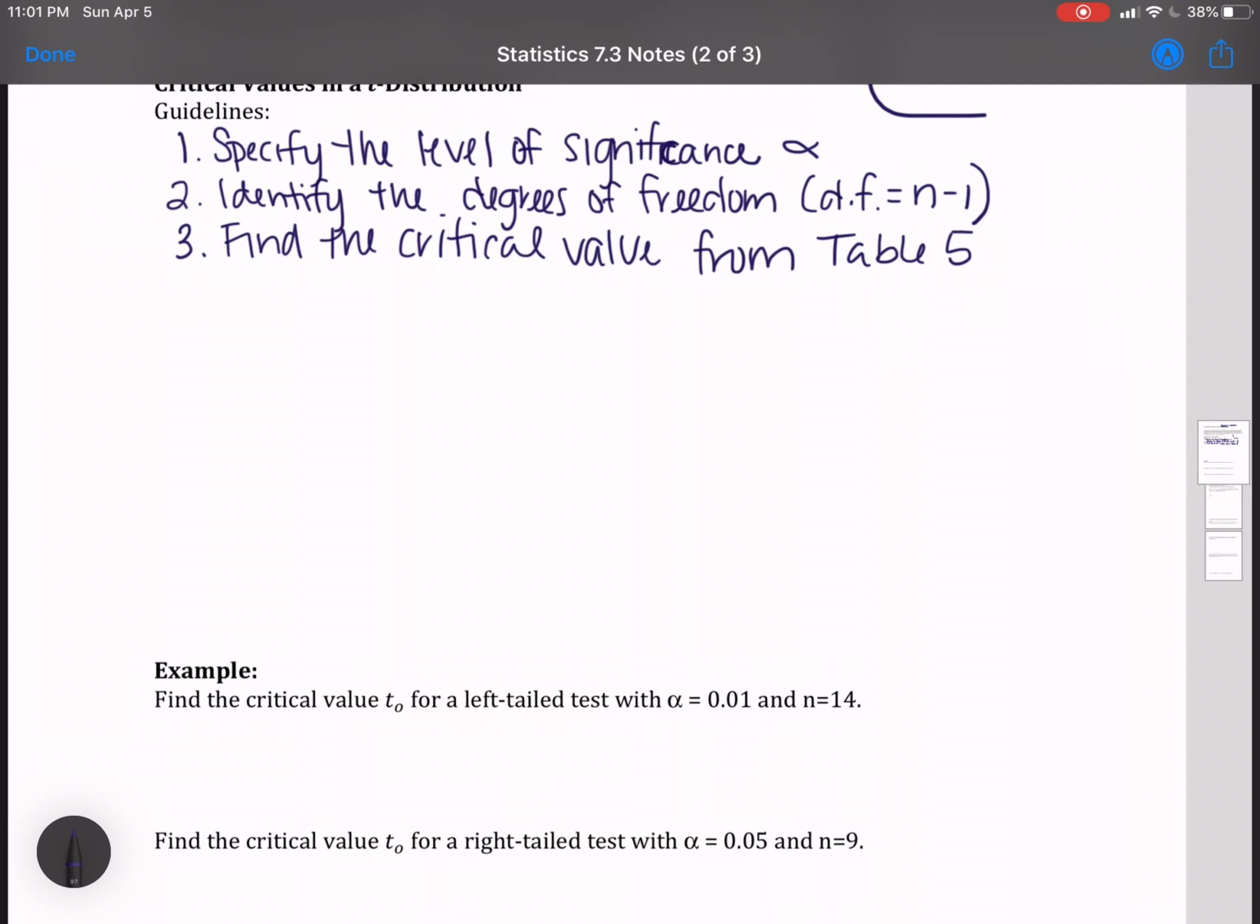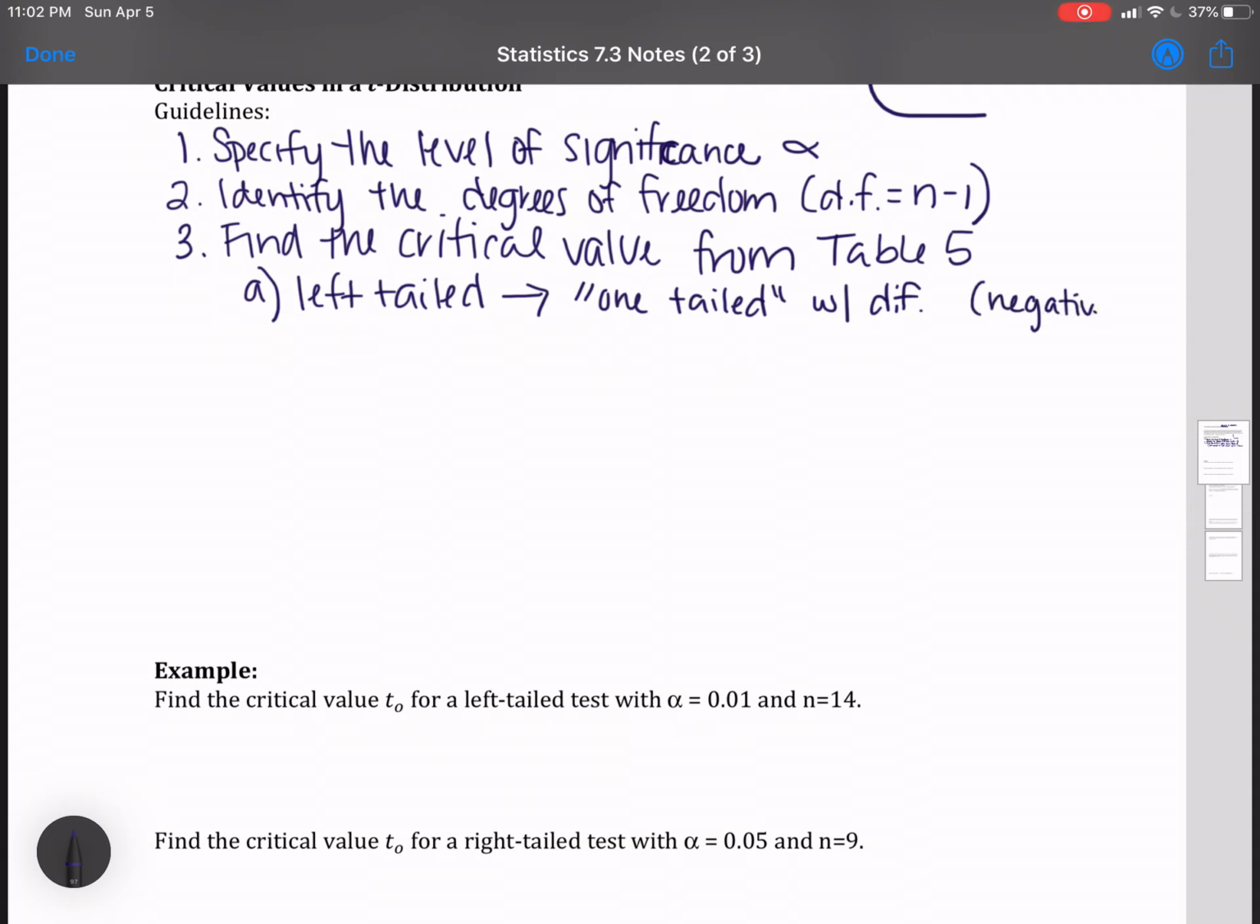Okay, so we have 3 conditions. So the first one is if it's left-tailed. Then we're going to look at our one-tailed row with the degrees of freedom. And the key thing here is you're going to have a negative critical value. And here, instead of z sub 0, we're going to use t sub 0 for the critical value.